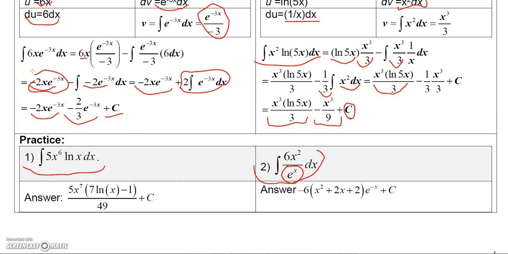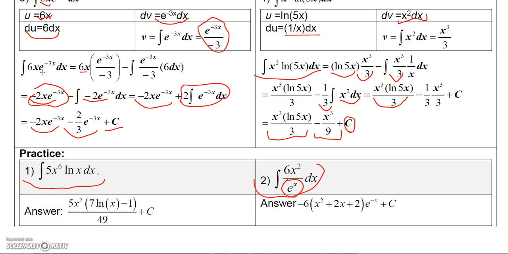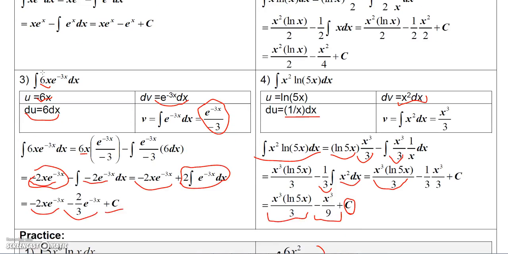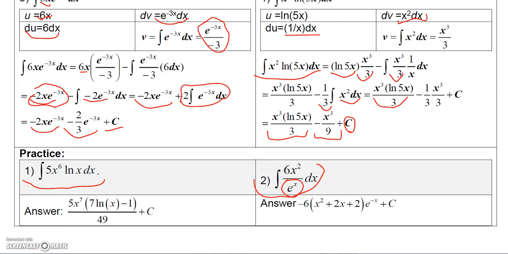In the next video, I'm going to show you some definite integrals involving integration by parts, because these problems were all indefinite integrals because they didn't have any limits. So make sure you see the next video so that you can see the definite integrals.